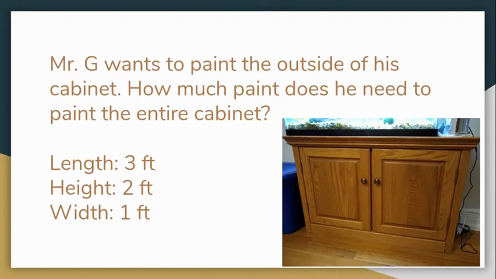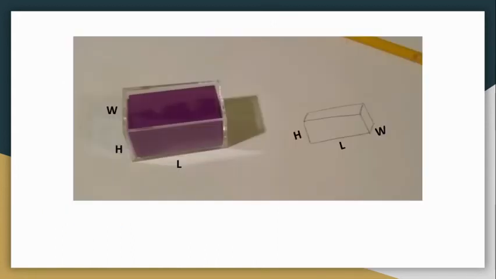Let's look back at the cabinet I want help painting. If I tell you that the length of the cabinet is 3 feet, the height is 2 feet, and the width is 1 foot, you should be able to label the different parts of our net. Because the cabinet forms a rectangular prism, we can use our rectangular prism from the geometry kit to represent it. Let's replace the length, width, and height with the dimensions of the cabinet. We can now apply the same information to our net. Go ahead and replace each variable with the appropriate value.